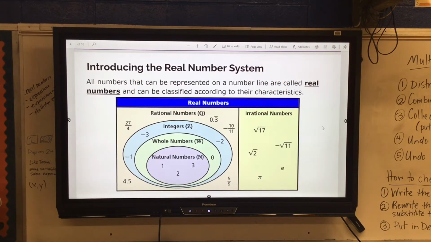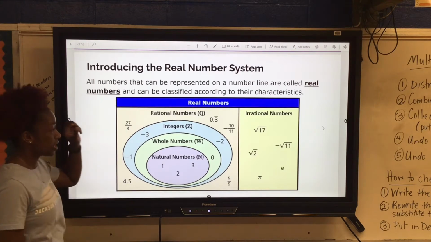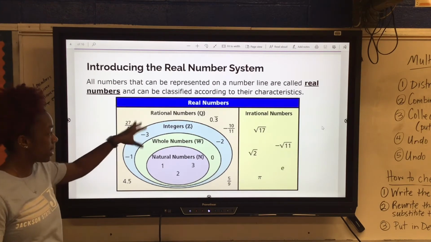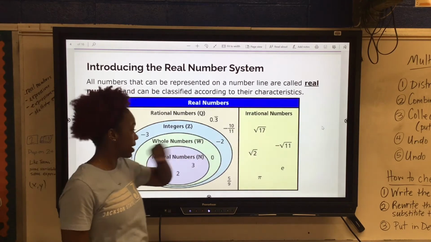Alright, so introducing the real number system. All numbers that can be represented on a number line are called real numbers, and they can be classified according to their characteristics. Alright, so you got two sets of real numbers. You got rational numbers, and then you have irrational numbers.